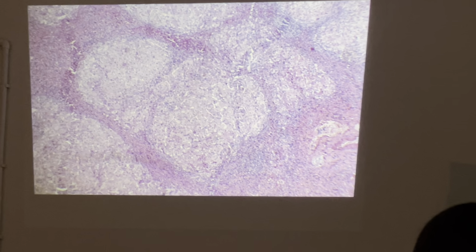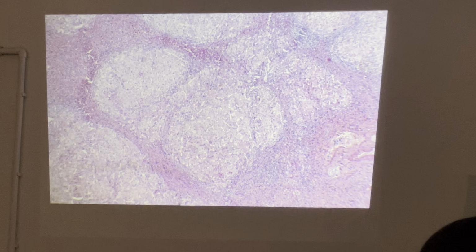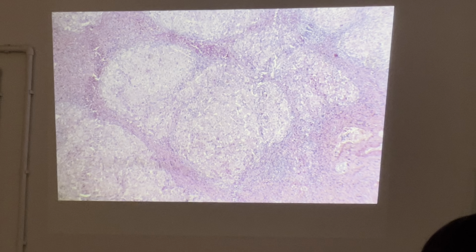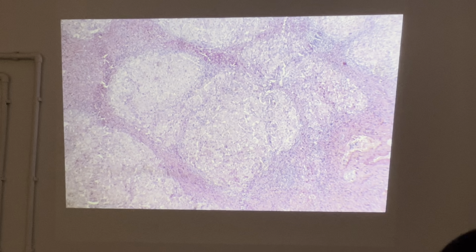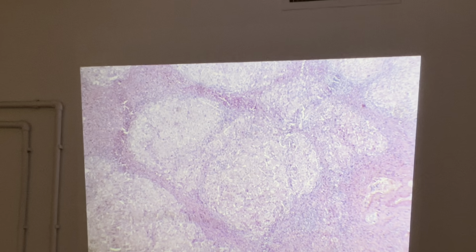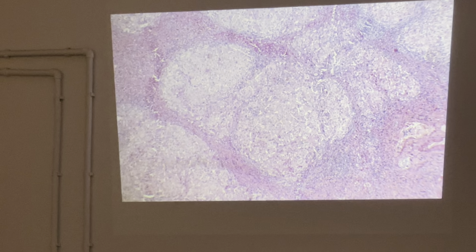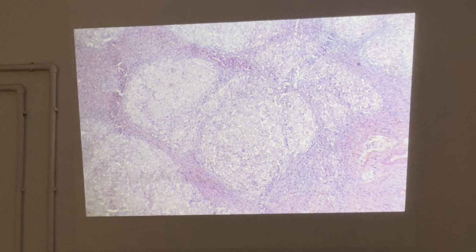This section is a liver cirrhosis. Liver cirrhosis. So, liver cirrhosis. Be careful. Usually, we can identify the liver cirrhosis by what? By the nodularity in their structure.